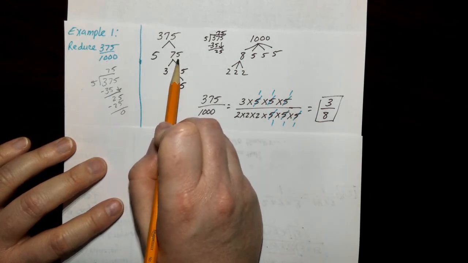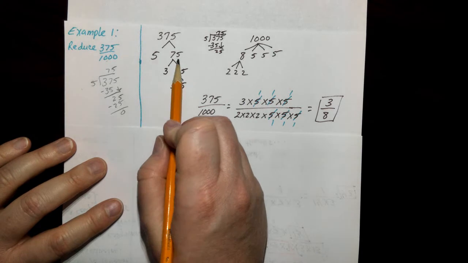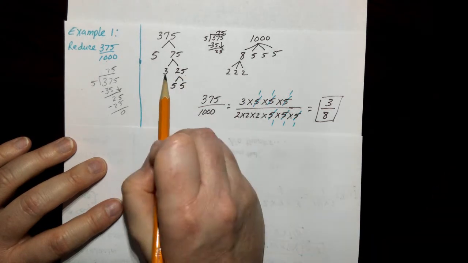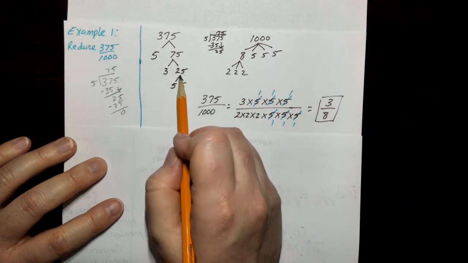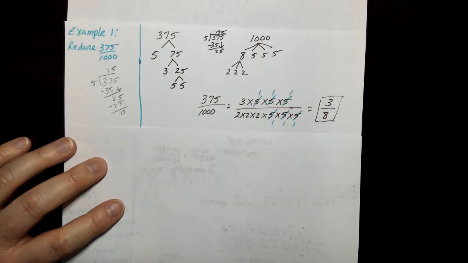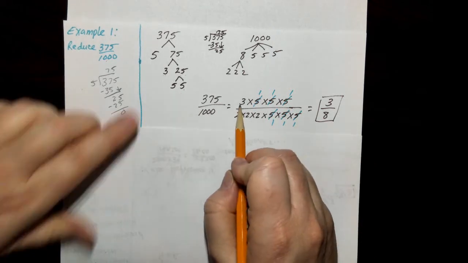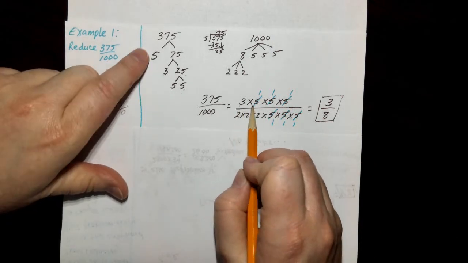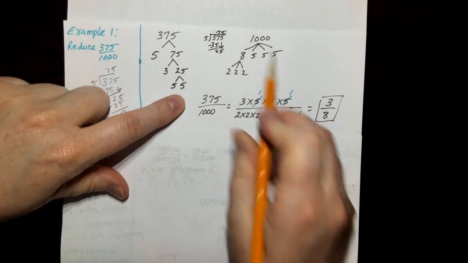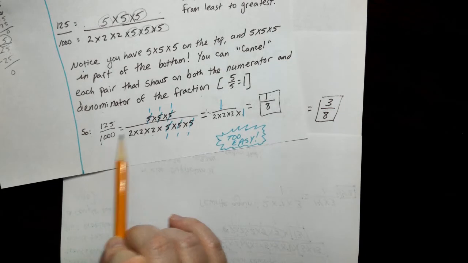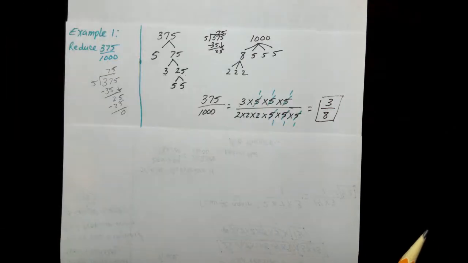75. Oh, that's 3/4. 75 cents is 3/4. So 3 times 25. All right, so 3 is prime. I'm done there, but 25 is not prime yet. Oh, it's 5 times 5. So 5, 3, 5, and 5, and I'm going to put it in order: 3, 5, 5, 5. And then 1,000. I already know what 1,000 is from this problem right here. I do not have to make that factor tree again.